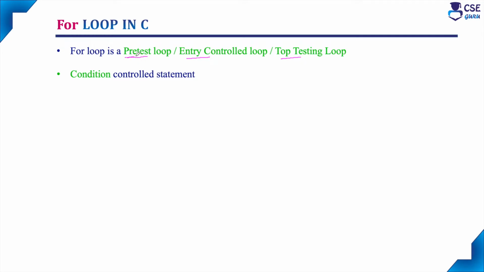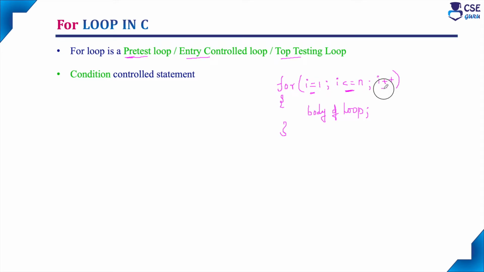Pre-test loop is nothing but before executing the body of the loop, first the loop expression will be tested. Only when the loop expression is evaluated to true, then only the body of the loop will execute. For example, in the for loop, there are three expressions. The first expression is the initialization of the variable, and the second expression is the condition evaluation. This is the loop expression.